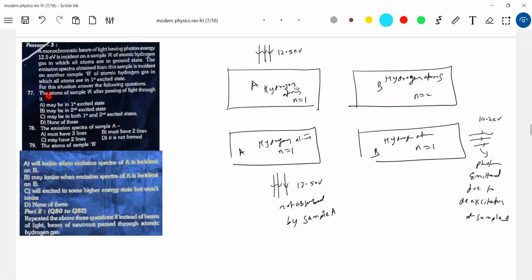They are telling that the atoms of sample A after passing of light through it may be in the first excited state, maybe in the second excited state, maybe in both first and second, or none of this. I'll pick the option none of this. The emission spectra of sample A must have 3 lines, 2 lines, it is not formed. The atoms of sample B will ionize when the emission spectra of A is incident on B. May ionize. Will excite to some state but won't ionize. None of this.